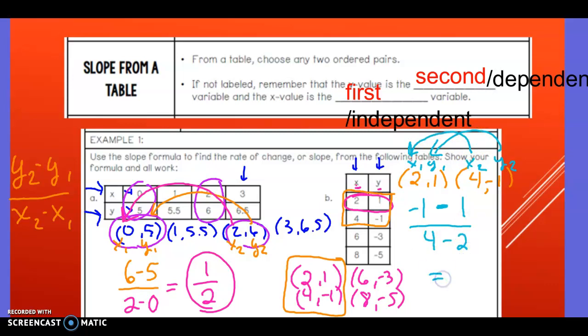If I simplify the top, I get -2. And if I simplify the bottom, I get +2. And that just simplifies down to -1. If you would have chosen other points, you still would have gotten the exact same answer. Because remember, the slope is a constant rate of change for your line. So we'll get the same answer no matter which 2 points you choose.